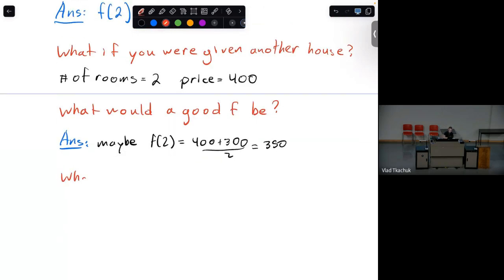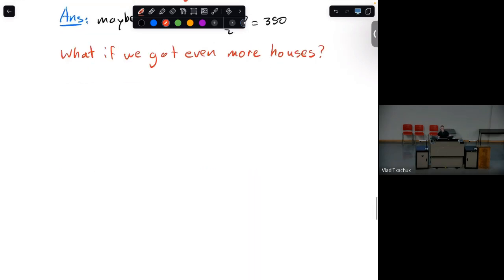So then comes the natural question again, which is, what if I got even more houses that I need to predict? What if we got even more houses? Okay. And the way we're going to do this is we're going to draw a graph and think about what would a good predictor be. So let's do this.